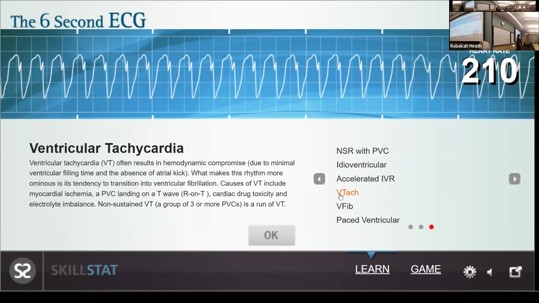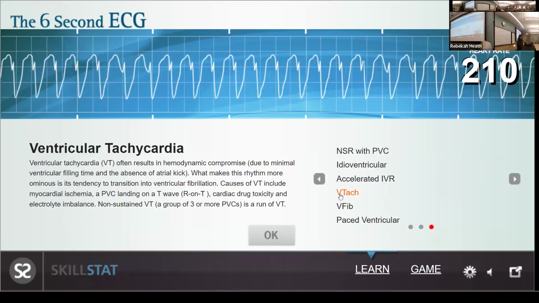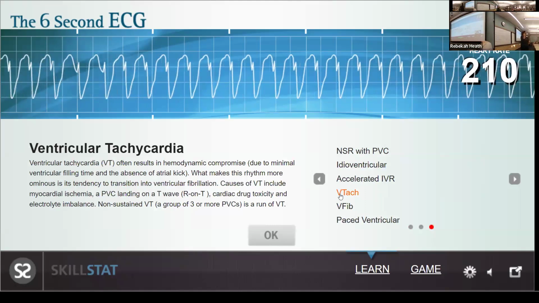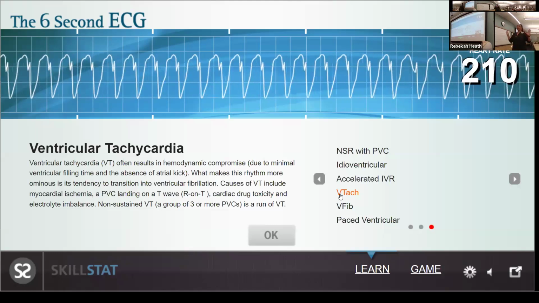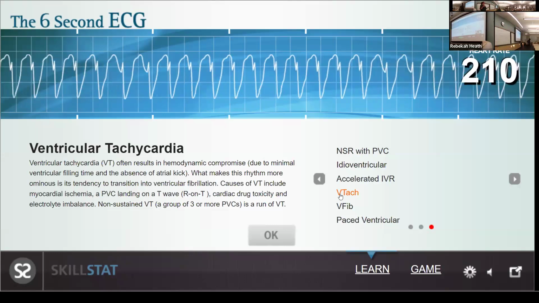And I kind of think with the wide QRS complexes, it almost looks like a V to me. So that's my clue that I use in my brain: if I have a wide QRS complex, it kind of looks like a V, I know it's from the ventricles.